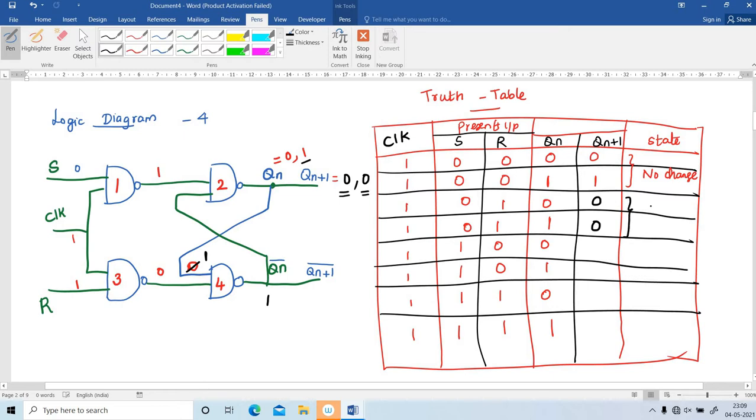So what is the meaning here? Reset. Reset has occurred. Because reset is 1, both are equal to 0. And check for the next condition. S is equal to 1 and R is equal to 0. This is the condition. Okay, now I have to substitute. Here there is no change.